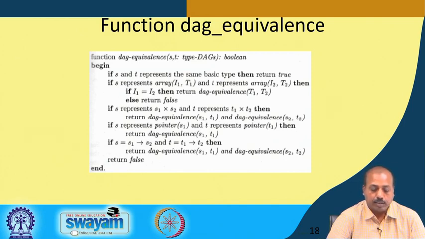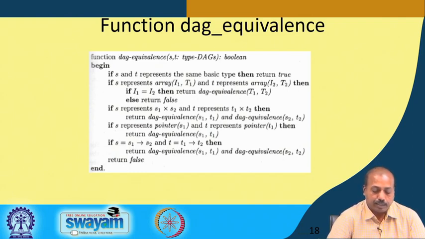Now, if S is a pointer S1 and T is a pointer T1, so they are two pointers, then it will return the DAG equivalency of S1 and T1, because if S1 and T1 are equivalent, then S and T are also pointers of similar types. As a result, they are declared to be equivalent.